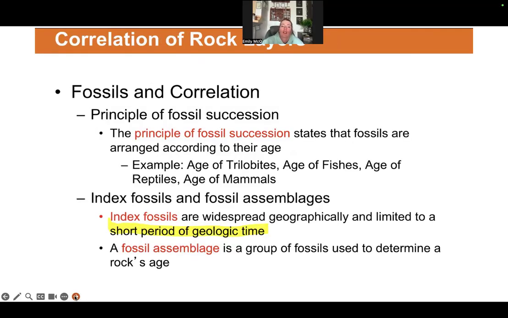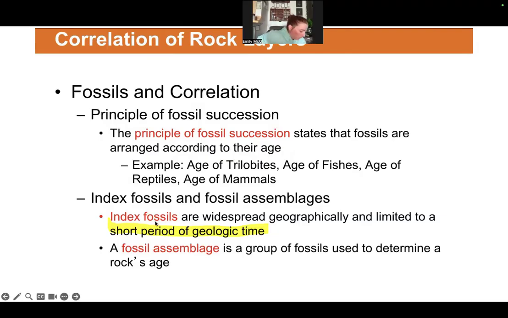So we correlate stratigraphic units, or these layers of rock, with this principle of fossil succession. We understand that fossils are arranged according to their age, and this is how we have denoted that map of geologic time. A fossil assemblage is just a group of fossils that help determine a rock's age.